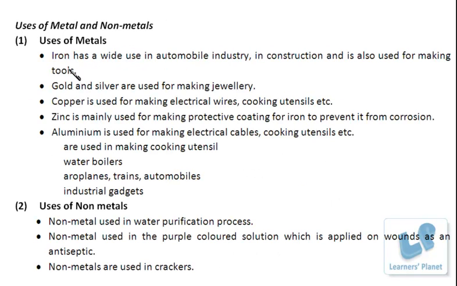Metals, as you know, iron. Iron is one of the metals which is widely used. It is used in automobile industry, in construction and also for making a large number of tools. Right? A spade and many other tools are made from iron. Gold and silver are used for making jewelry. Silver is also used for making utensils. Say silver plates are there, silver bowl is there, silver glasses are there.